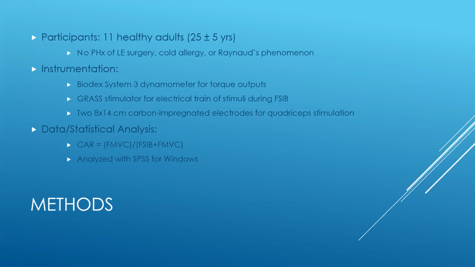They tested 11 healthy adults, all within about 5 years of the 25-year-old range, all perfectly healthy with no prior history, no cold allergies and no known Raynaud's phenomenon. You can see the instrumentation. They did find the CAR by finding the FMVC over that peak force. And then they analyzed it with statistical analysis through Windows.